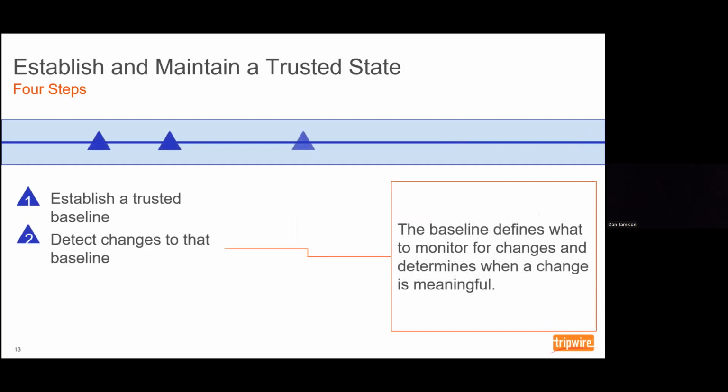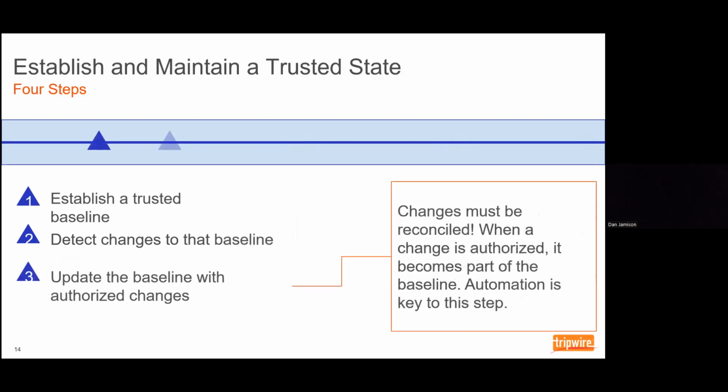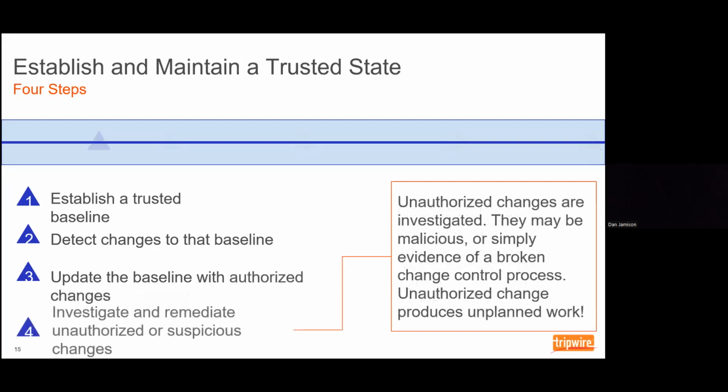So as I mentioned, we're going to detect changes to that baseline, and the baseline is going to define what to monitor for, what's authorized and unauthorized. We're going to update the baseline with authorized changes. We're going to basically reconcile those changes. If it's good, we're going to promote it. If it's bad, we're going to pass it off to a ticketing system or a security analyst for some type of disposition. And we help to automate that. And in doing that, we help to investigate the unauthorized changes, because some of those changes could be malicious, but it just might be part of a broken process or a mistake made by one of your personnel.